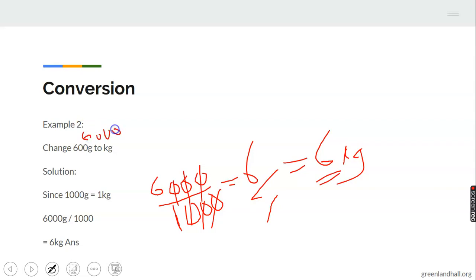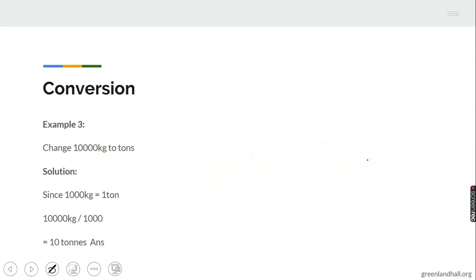6,000. Not 600. Okay, 6,000. So our answer is 6 kg. Now let's look at that example. 10,000 kilograms to tons. Now, since 1,000 kilograms equals 1 ton, then let's divide as well.